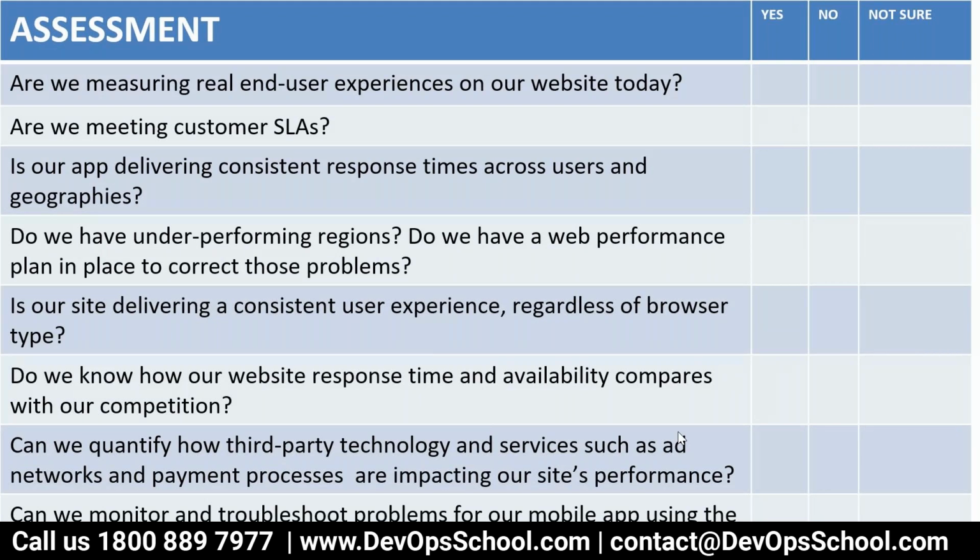Are we meeting the customer's SLA? Is your app delivering a consistent response time across users and geography? Do we have underperforming regions? Do we have a web performance plan in place to correct those problems?